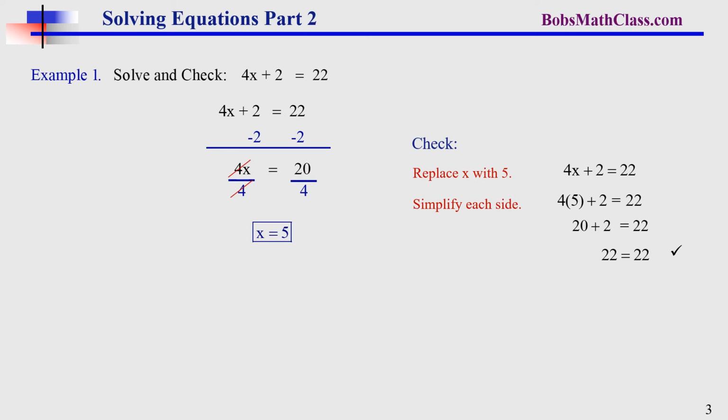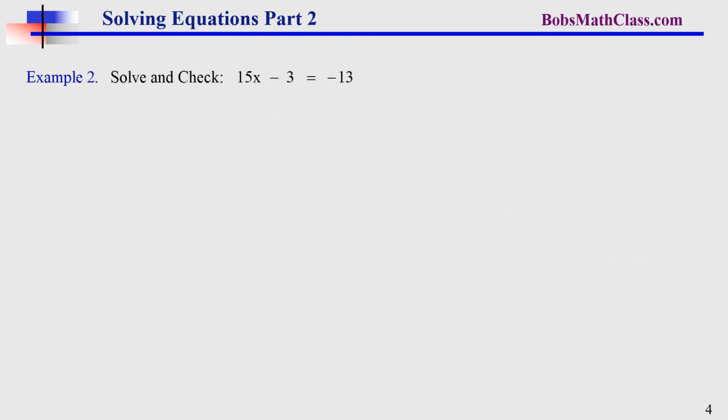All right, let's do another. Okay, here's our next example. 15x minus 3 equals negative 13. We're trying to get x by itself, so we need to get rid of the 15 and the minus 3. The first thing we'll do is get rid of the minus 3 by adding 3 to both sides.